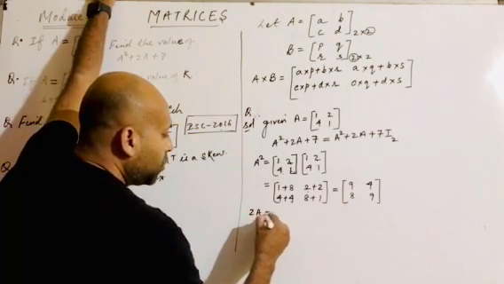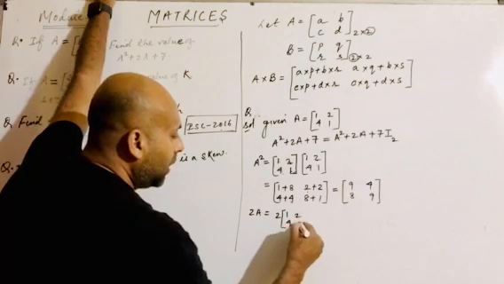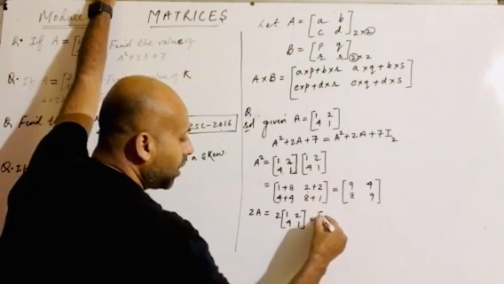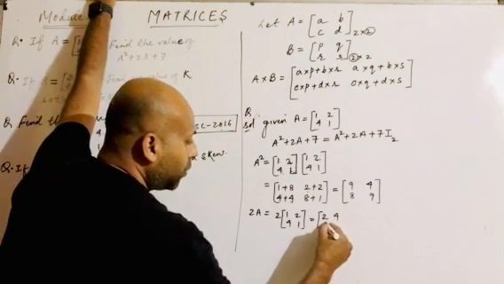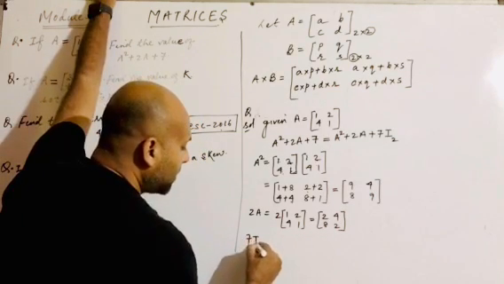Now it is 2A. So 2 means 2 is a scalar. The value of A is what here? 1, 2, 4 and 1. Let us do the multiplication. It will be equals to what? 2 1 the 2, 2 2 the 4, 4 2 the 8 and 2 1 the 2. Am I clear? This is the value of 2A and then I am having 7I2.